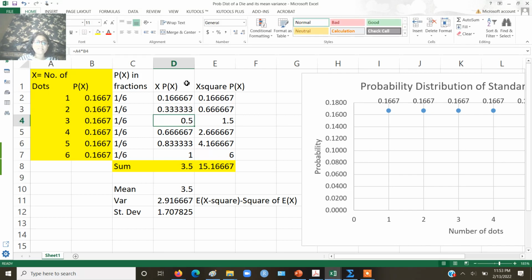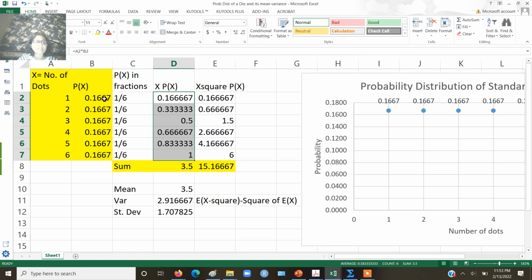Once you have this entire column, you simply add, find the sum of all these values, and that would be your mean. So this mean is simply the sum of this column. And how is this column calculated?